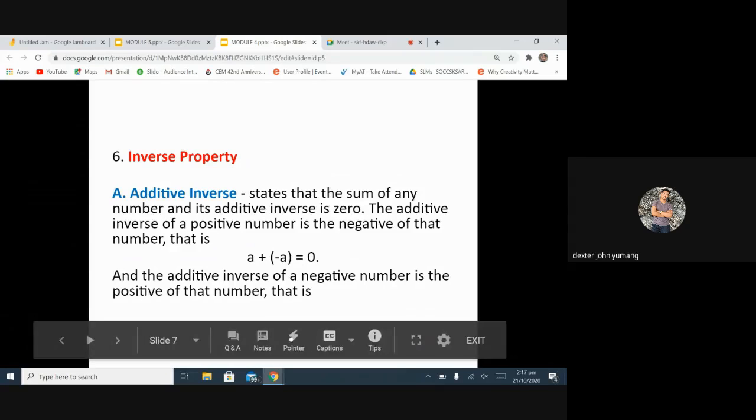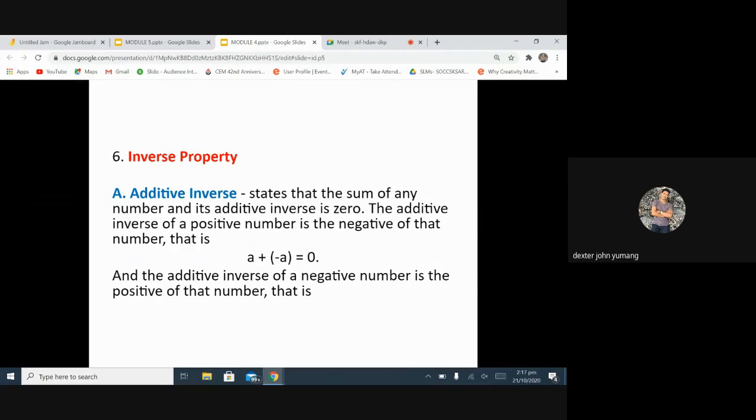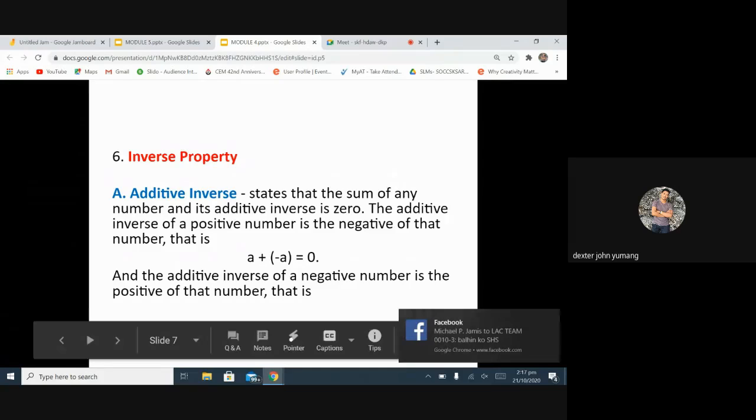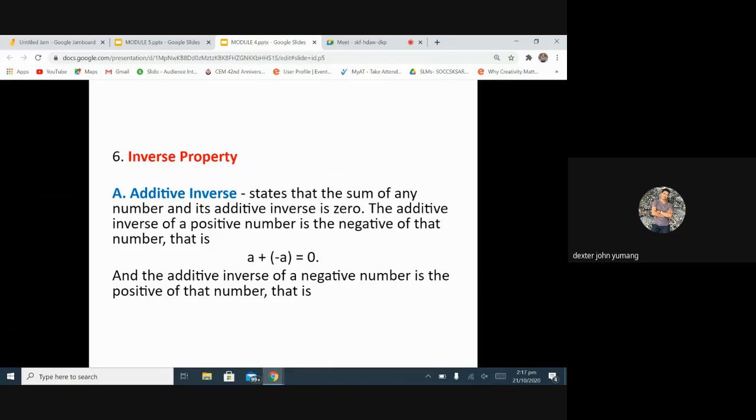Inverse property. So, ang inverse property, meron siyang dalawang properties, the additive inverse and the multiplicative inverse. Pag sinabi mo pong additive inverse, ano po ang opposite ng isang positive? That is negative, right? So, kapag mag-add ka daw ng magka-opposite, ang sagot is 0. Let me show you an example.